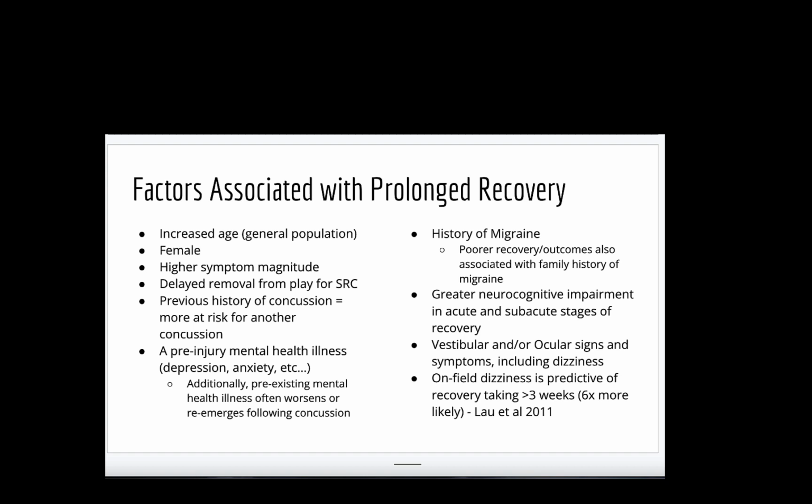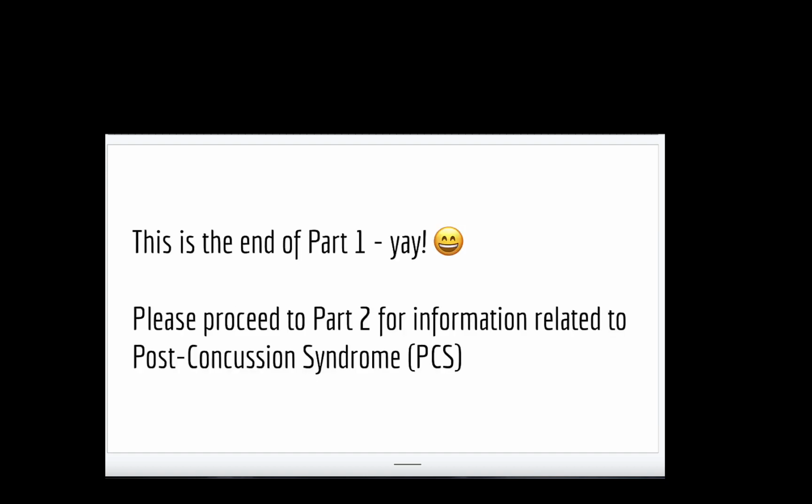From our standpoint, as we get into classifying individuals with regards to clinical symptom profiles, it is important to note that if they fall in that vestibular or ocular category, they are way more likely to have a prolonged recovery. In fact, on-field dizziness is predictive of recovery taking 3 weeks longer than the average. Okay, so dizziness, visual disturbances, things along those lines, more likely going to lead to a prolonged recovery process. And that's the big components of the overview of concussion itself.